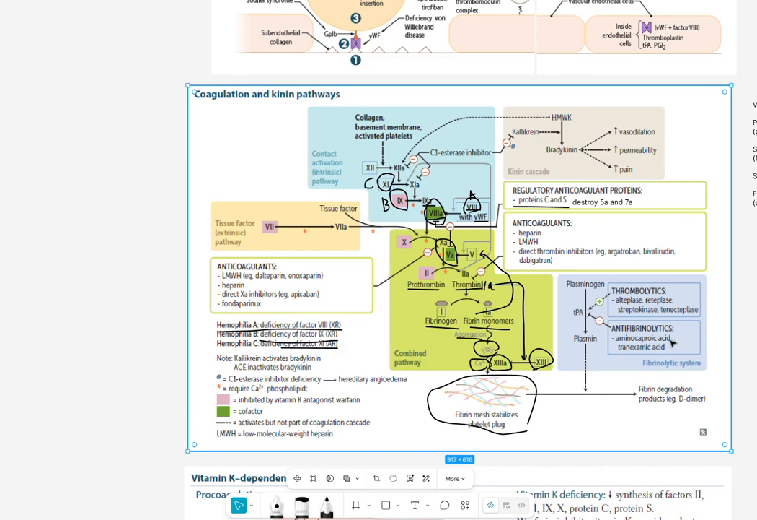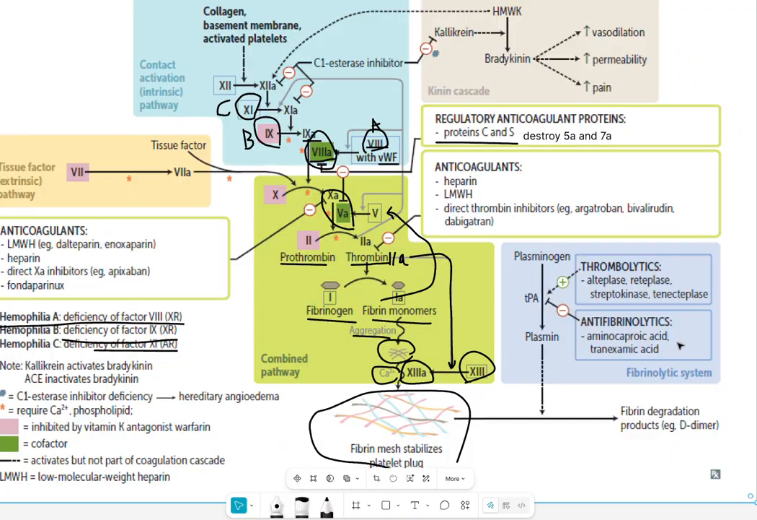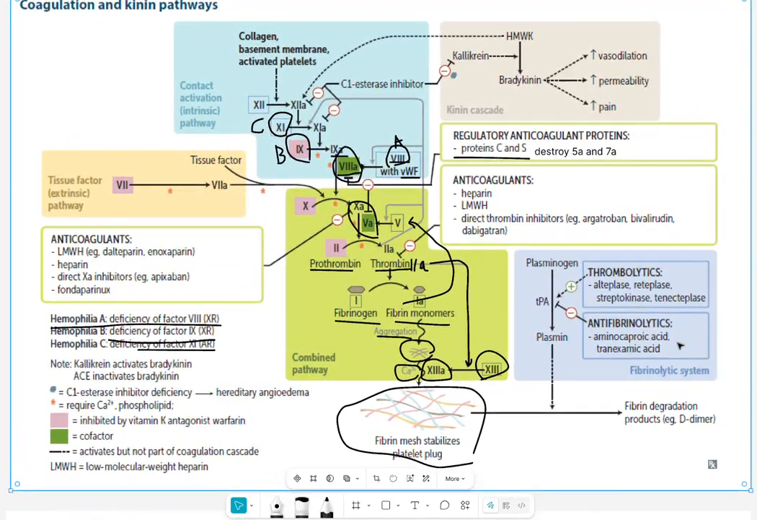Okay. Then we have antifibrinolytics. Antifibrinolytics are such as tranexamic acid, aminocaproic acid. Now, antifibrinolytics are going to have the opposite effect. They're going to stop the clot from breaking down. Now, when would you ever want your body to not clot? I don't get it, right? When would you ever want your body to not clot? Why would you want to bleed?